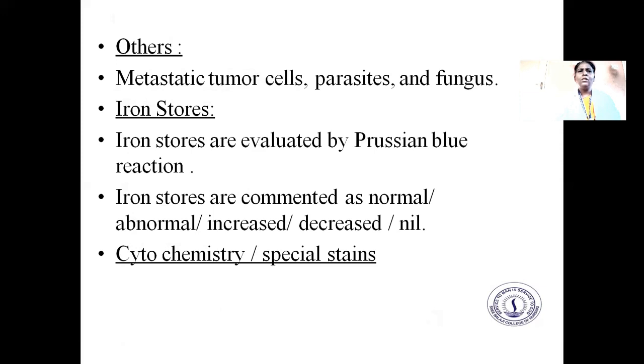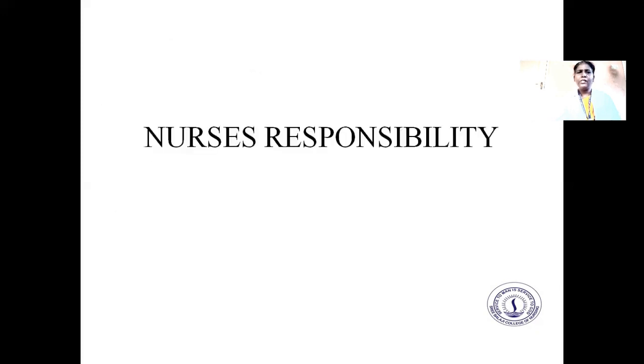So the others are metastatic tumor cells, parasites and fungus. Then we need to evaluate iron stores. Iron stores are evaluated by Prussian blue reaction. Then iron stores are commented as normal or abnormal, increased or decreased, or nil. Then cytochemistry and then special stains.